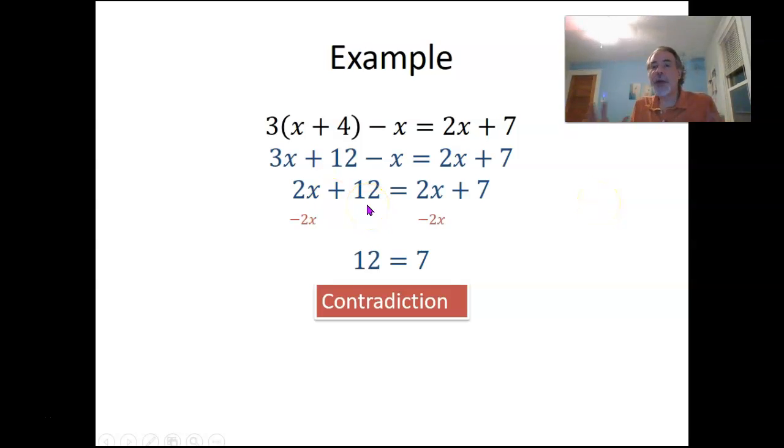If you're going about your business, trying to solve it, doing what you're supposed to do, and somehow all the variables drop out, and you're left with just numbers, but those two numbers are not equal to one another, so you have an equation that's just plain not true, that's a contradiction.